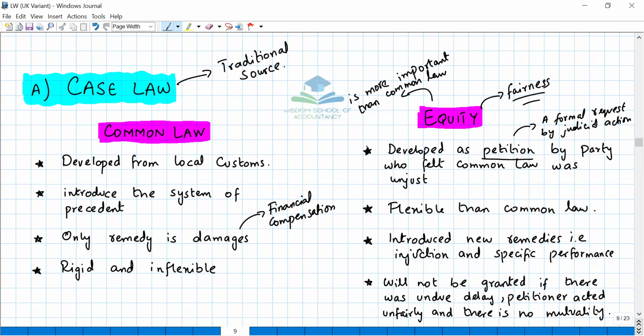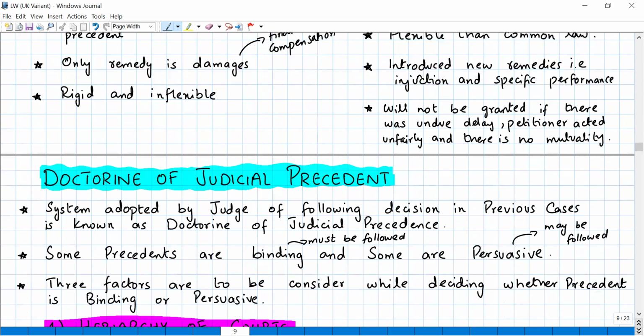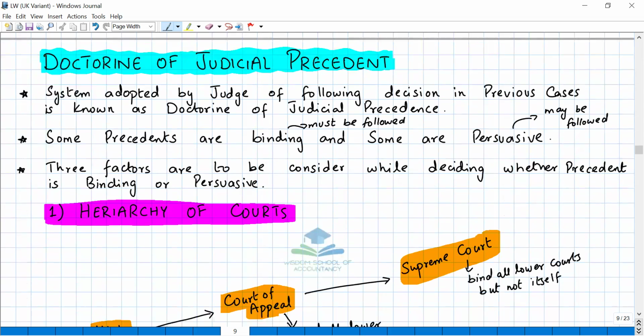Okay. Now let's go into the detail of the doctrine of judicial precedent. I just told you that the doctrine of judicial precedent means that you have to follow the previous judges' decisions. Now, do we have to follow all of the previous decisions of the judges? No, no. We have to consider some factors while deciding whether or not we should follow the decision. So it's not that you have to follow the decision of every judge in the past. You have to consider some factors, and then you will see whether that decision should be followed or not.